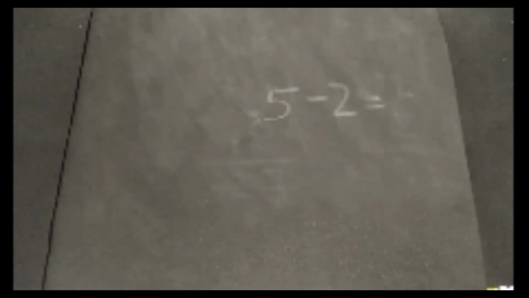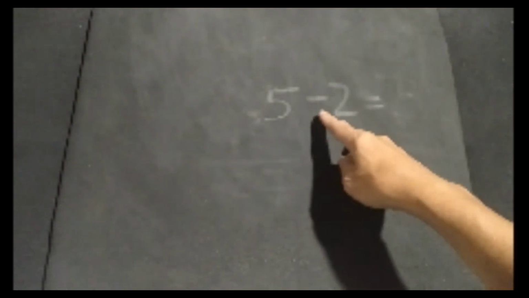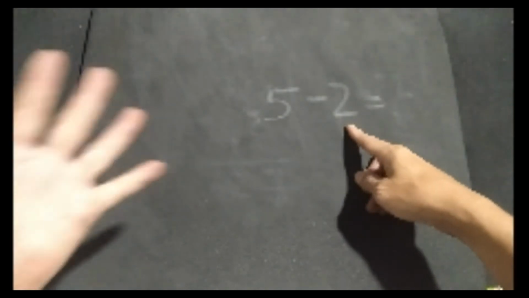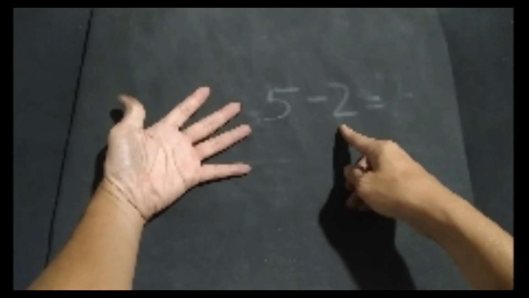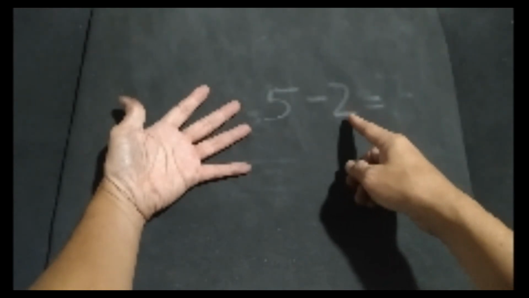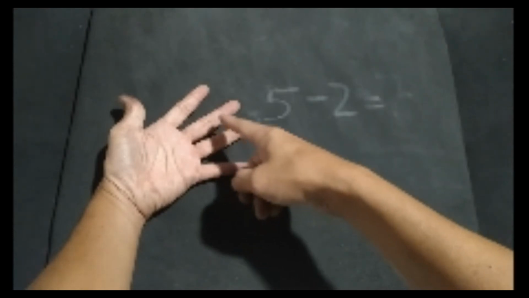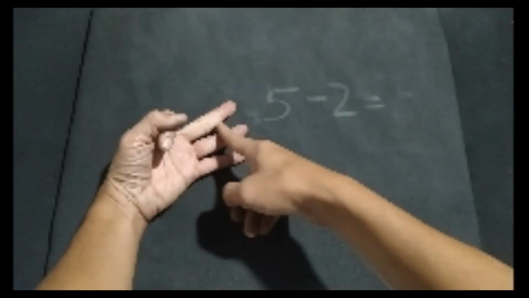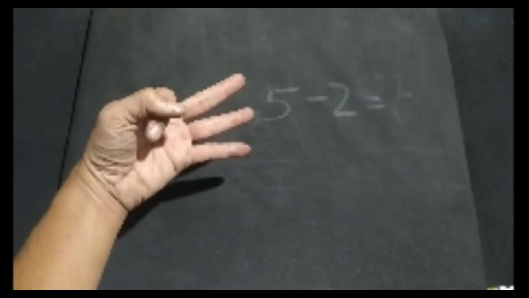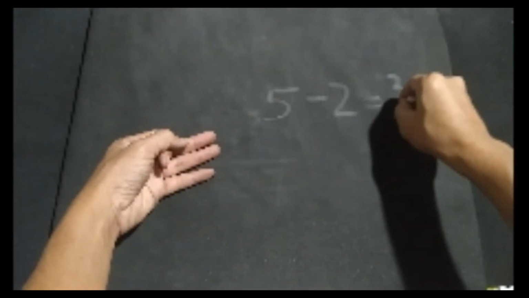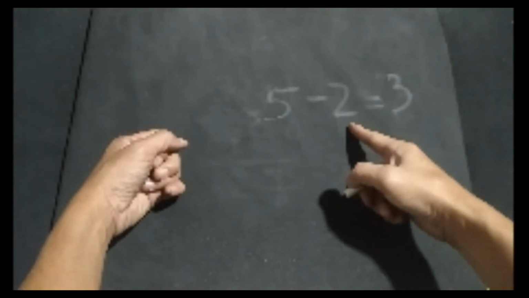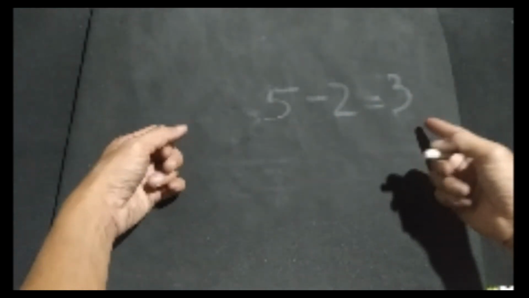My name is Peter. Today I show you subtraction. We have 5 minus 2. We start counting from 2 and we count up to 5. So 2, 3, 4, 5. Stop. And how many fingers do we have? We have 3 fingers. So the answer is 3. 5 minus 2 equals 3.